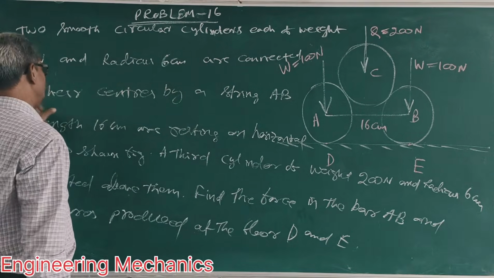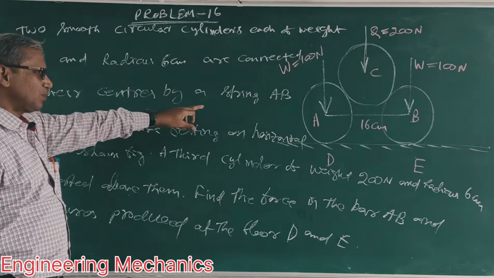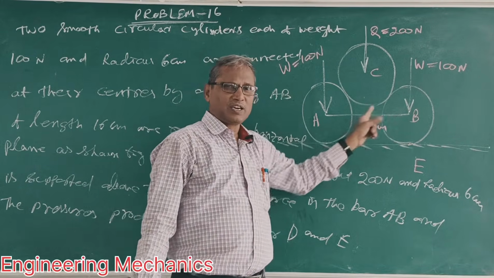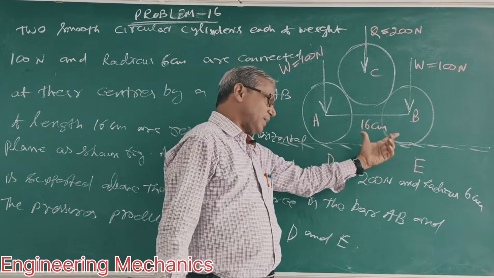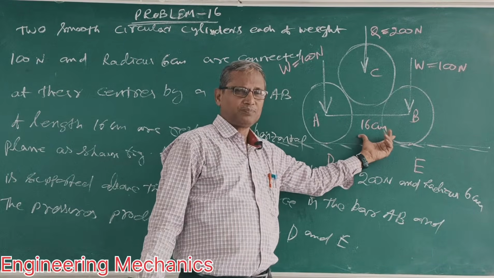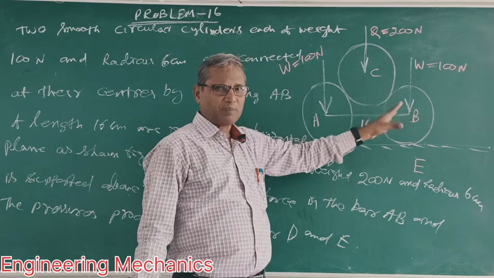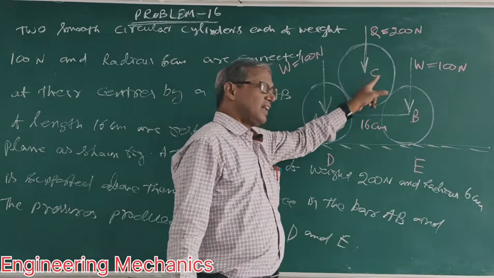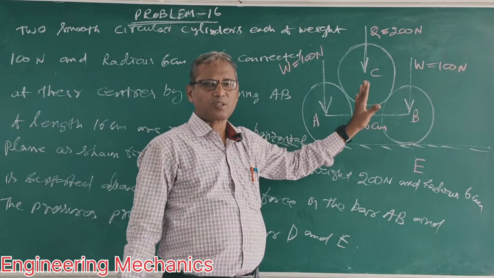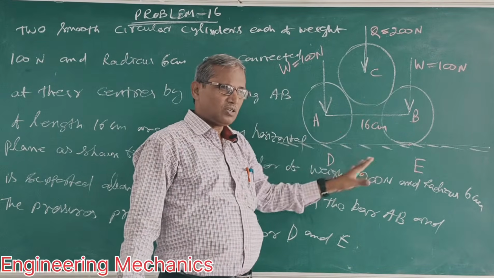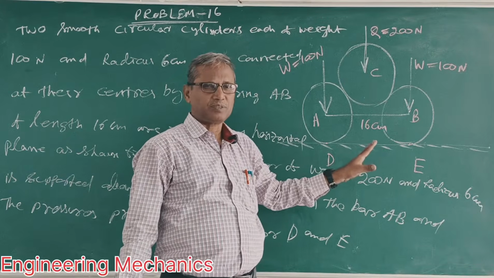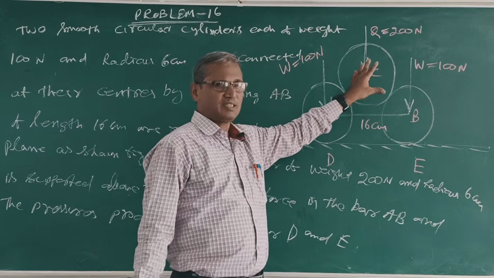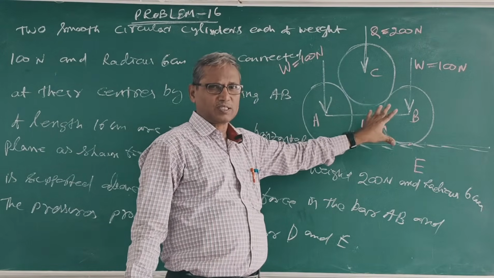They are connected at the centers by string AB. The center A, the center B, connected by string AB. The length of AB is 16 cm. And supported above them is a third cylinder of weight 200 Newton, radius 6 m. Now the system is in equilibrium condition. The two rollers A and B and this roller C are all in equilibrium.